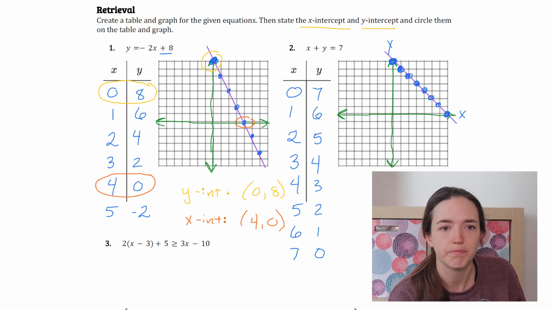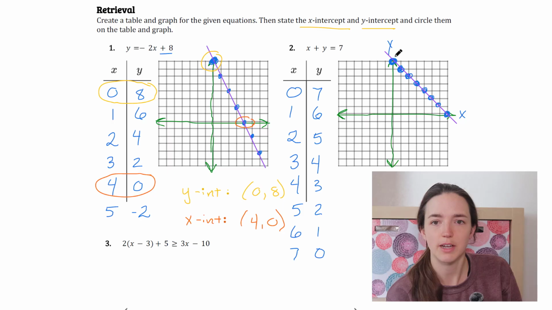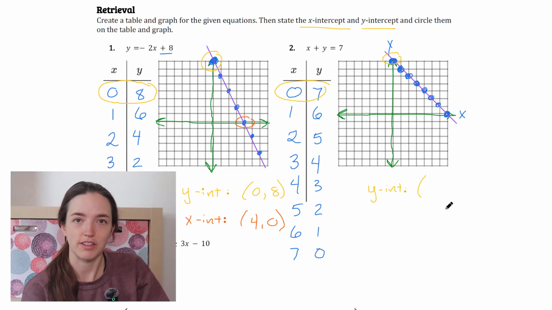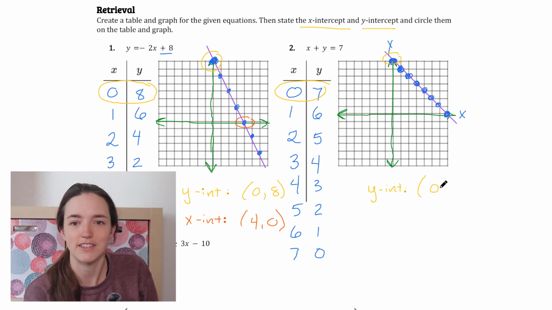There's my line. All right, let's start with the y-intercept. That's right here. That's where I started this whole table. The location where the line crosses the y-axis is at 0, 7. And the x-intercept, where it crosses the x-axis, that's over here. That'd be at 7, 0.